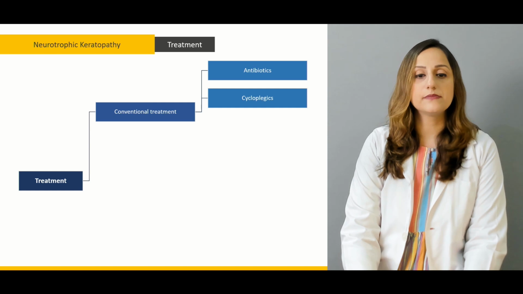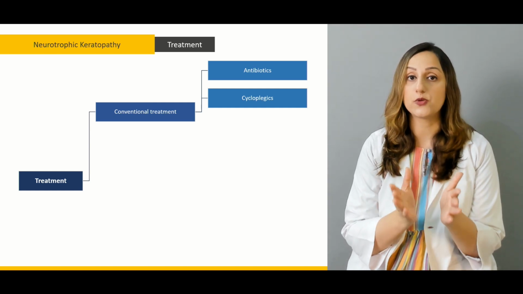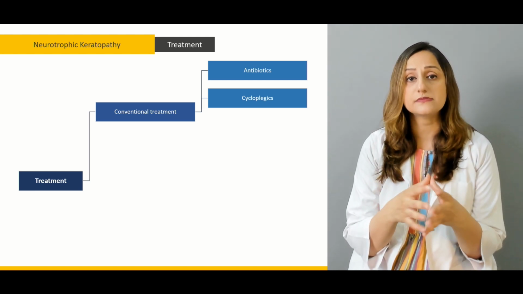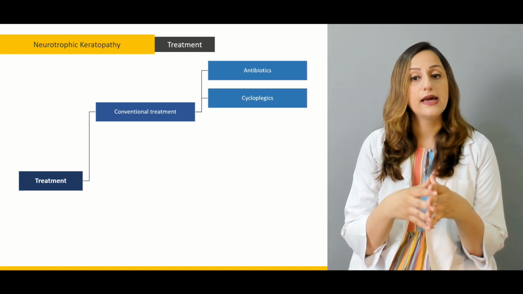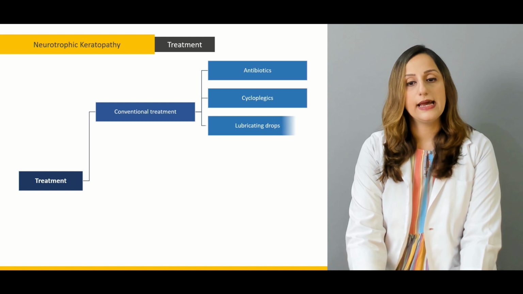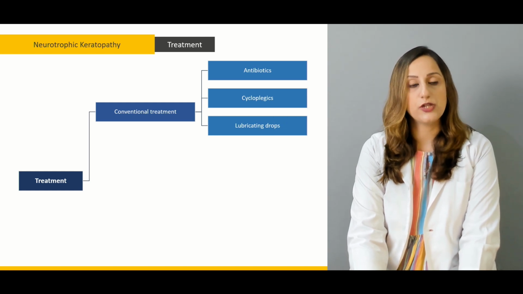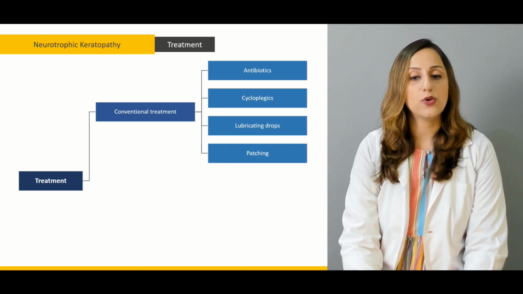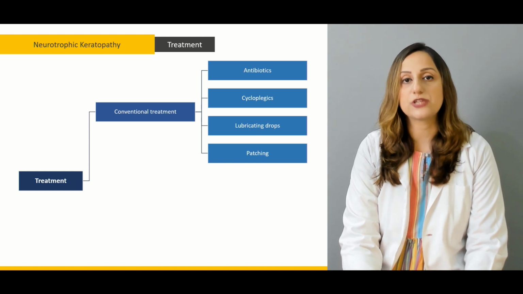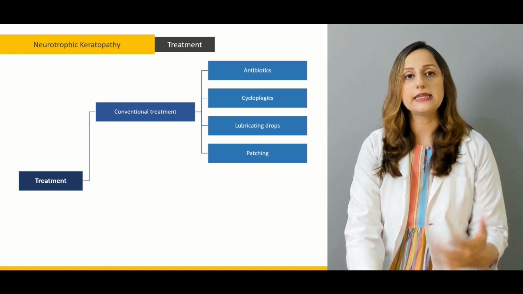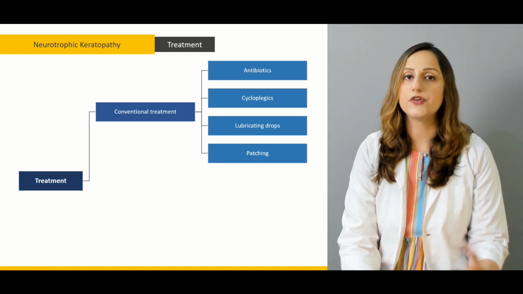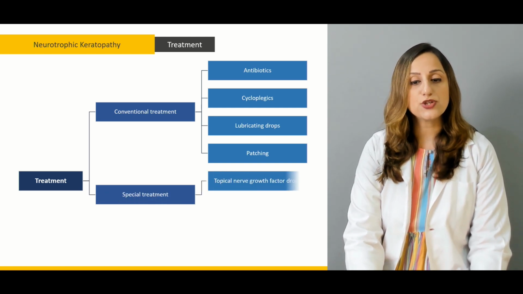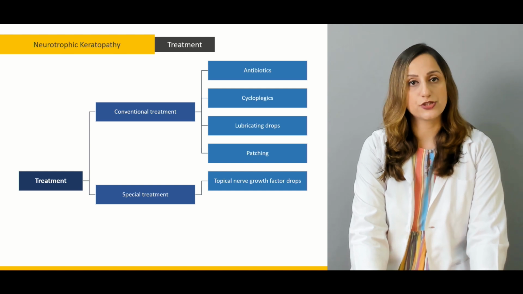Then obviously, the typical conventional therapy includes cycloplegics. When we use the word cycloplegics, we basically mean the use of atropine, which is going to result in dilatation of the pupil. And finally, we also prescribe the patient lubricating drops, for example, artificial tears. And then we also ask the patient for patching of the affected eye, of course, just to prevent any further infections or further exposure of the cornea to environmental conditions. The special treatment would consist of topical nerve growth factor drops.